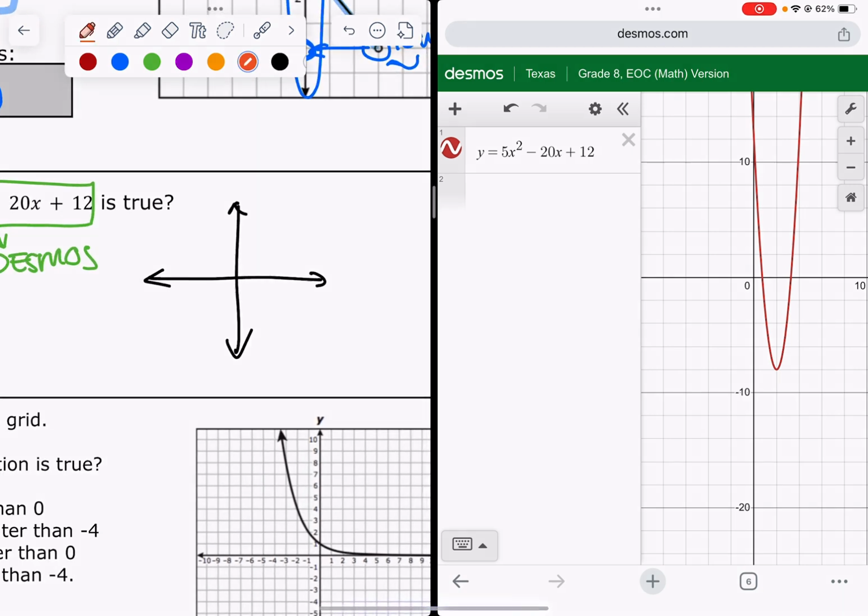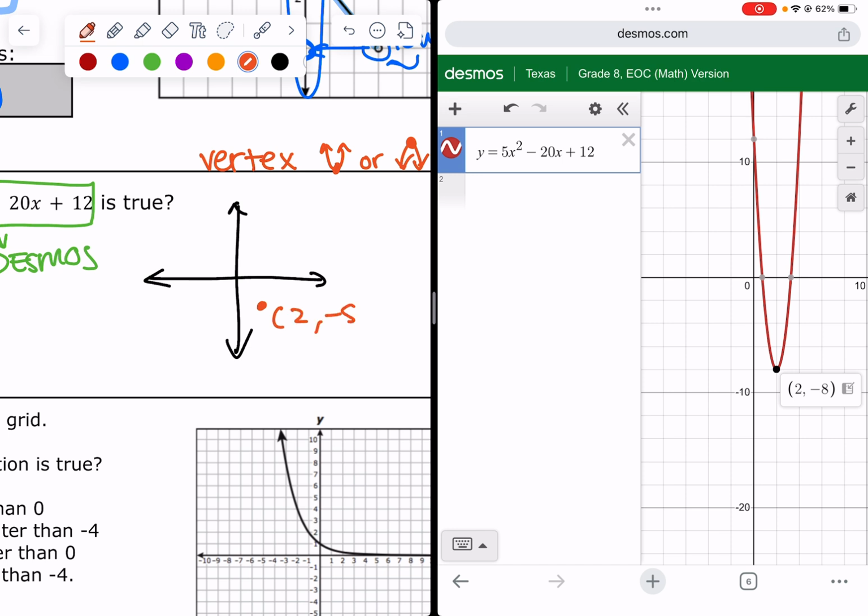Just a refresher, the vertex is our lowest or highest point. So here, my vertex would be (2, -8). So right here, (2, -8). And we're going to draw our graph going up.